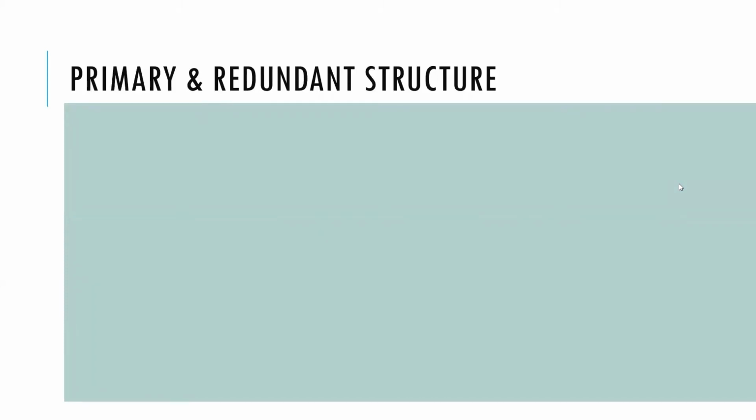Generally, we need to analyze the primary structure and the redundant structure. If you are a beginner to the method, you may also visit my other video on how to draw primary and redundant structures in the flexibility method.